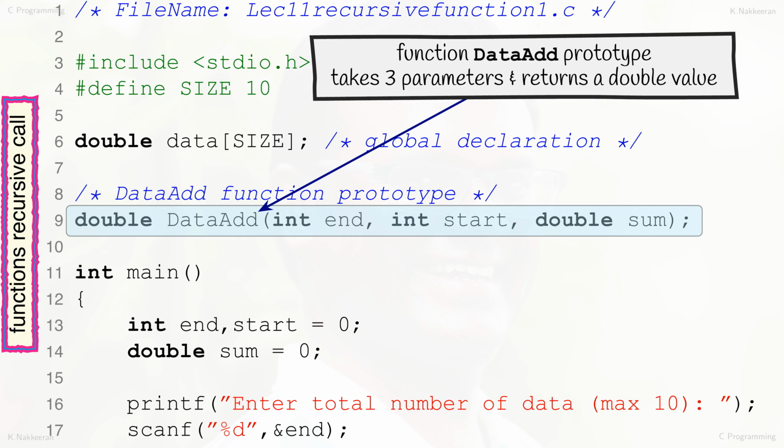Line 9 is the prototype for the function named dataAdd that can be invoked with 3 parameters and will return a double value. The function and the parameters are named to make sense of what the function takes as parameters and does as the job function. The definition of the dataAdd is written just after the end of the main function in line 25.